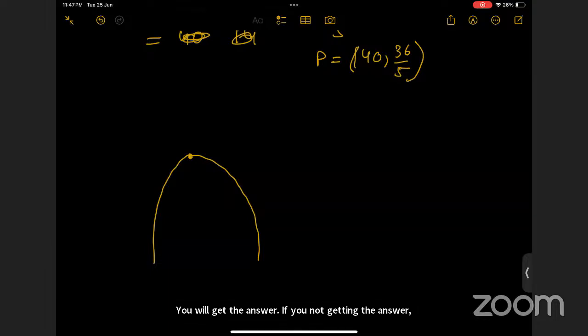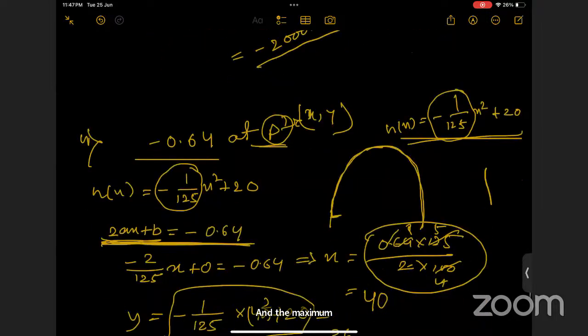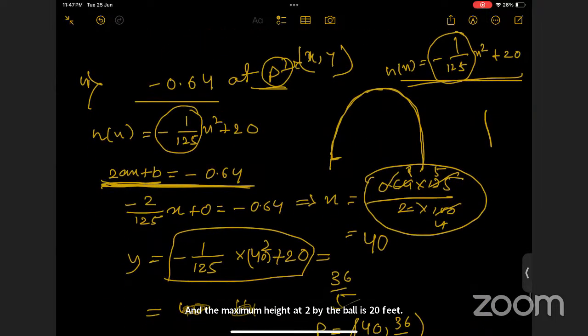It's already too late, so I think we can end the class. The answer is the maximum height reached by the player's head to take the header is 7.2 feet, and the maximum height achieved by the ball is 20 feet. Ma'am, two answers are correct. Okay. What I suggest, you just collect those problems. We will discuss it in the next session. I can't extend the class more.